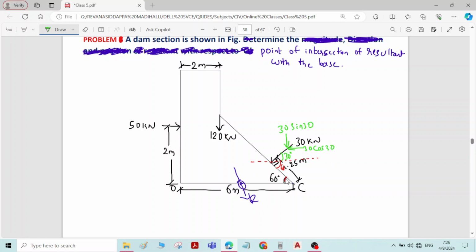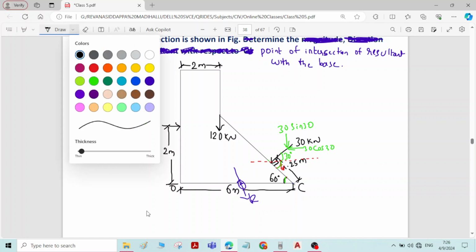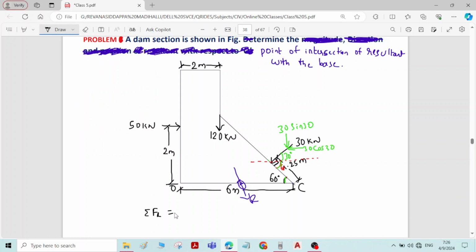Whatever angle we have here, the same angle will be here, that is 60 degrees, but the total angle of the 30 kilonewton force with the inclined plane is 90. 90 minus 60 will be 30 degrees as the horizontal inclination of the 30 kilonewton force. Using that 30 degrees, we have written the components. Now we will find sigma fx. Sigma fx is equal to the sum of forces in the x direction.